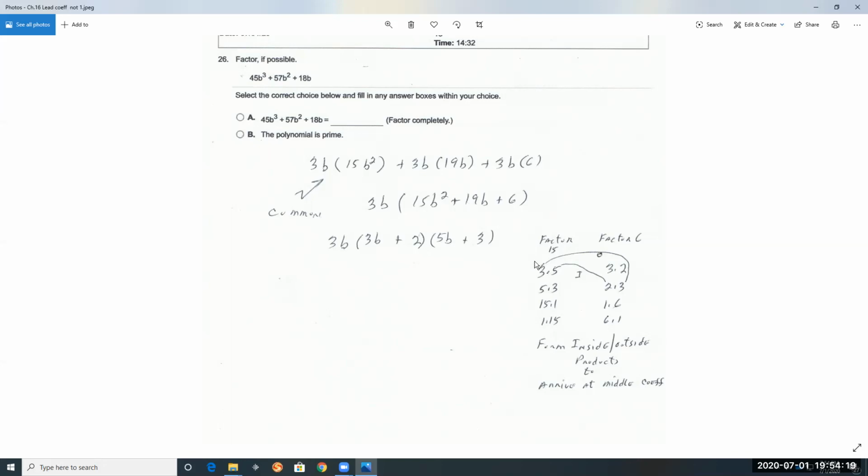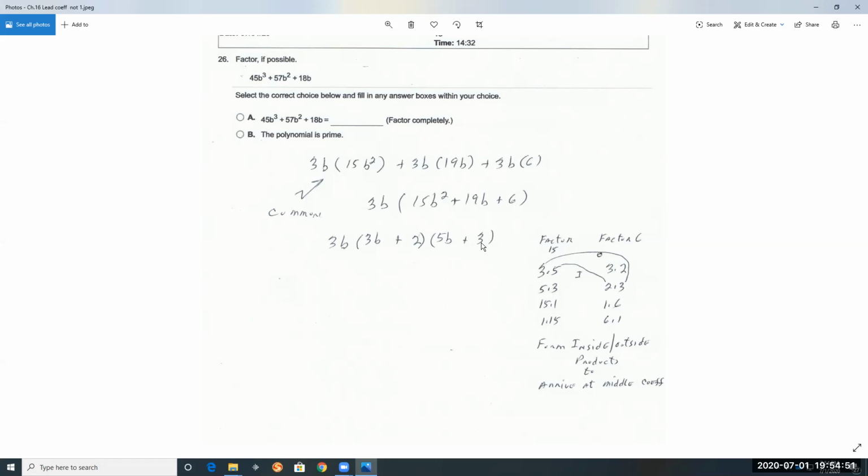Let's take this first combination with the second combination over here. The inside product is 10. The outside product is 9. I think if I were to add those two results, 10 and 9, I could get 19. So I'm going to put 3 and 5 as the first terms, 3b and 5b, and the 2 and 3 as the last terms in the binomials.